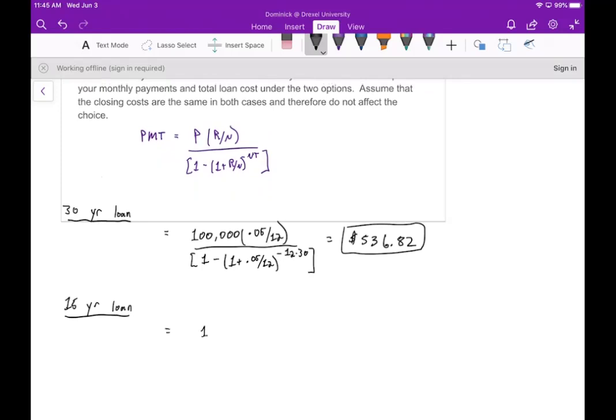in the 15-year option, the interest rate is now 4.5%, so 0.045. We can get away with just changing some of these values.